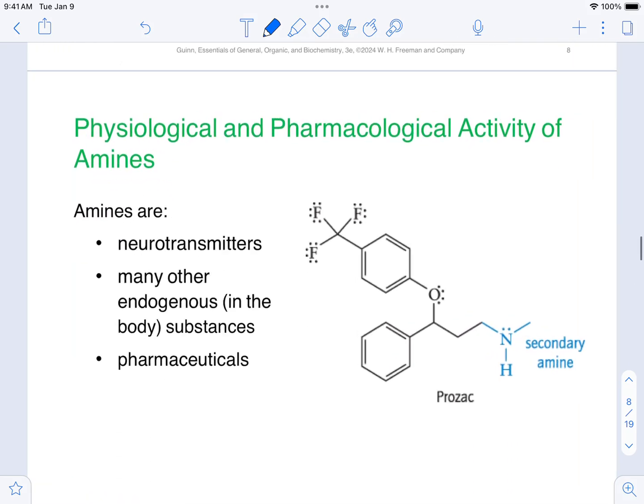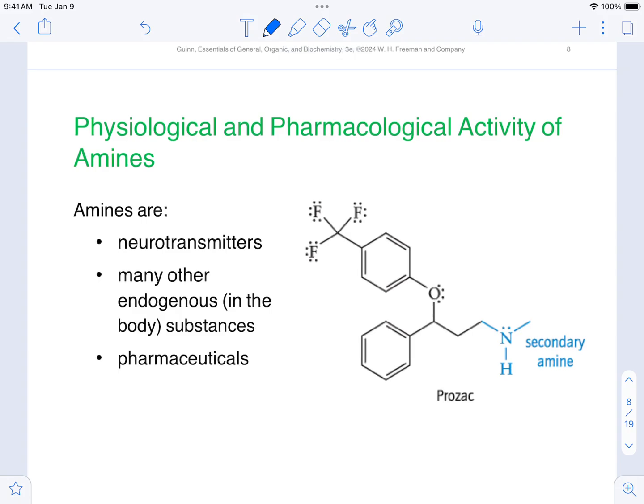So in the pharma world, amines are neurotransmitters. They can be found in the body. They're used in pharmaceuticals. Here's a structure for Prozac. Here is your amine group right here. It happens to be a secondary amine because it has 2 R groups, 1 there and 1 there. And you can see this R group is obviously very large.